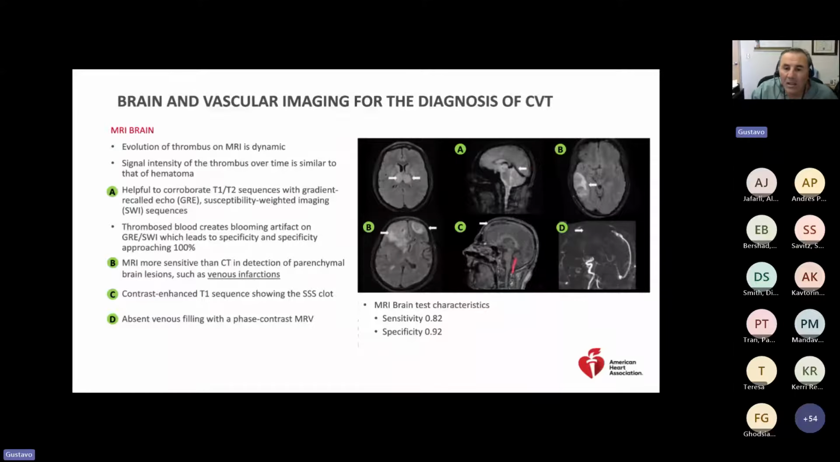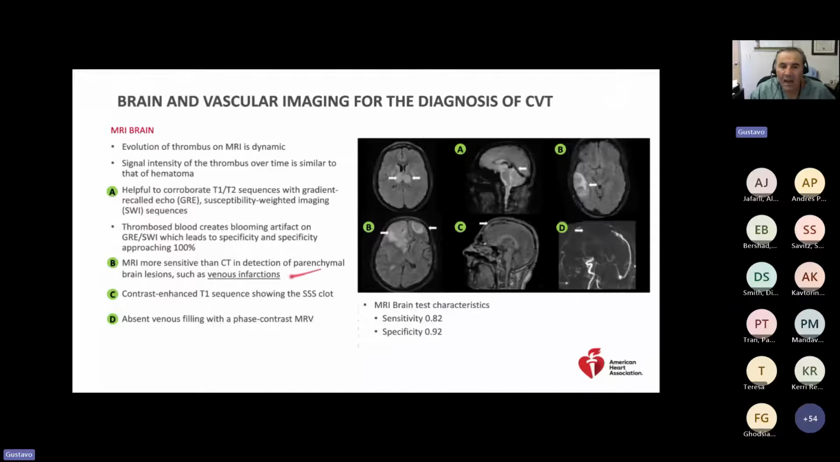Okay, so this is one of the examples that I highlighted here, a parasagittal sign, where you can appreciate the occlusion of one of the sinuses. You can appreciate bilateral thalamic infarcts, most commonly seen in children, so venous infarctions related to internal vein thrombosis, some intracerebral hemorrhages that you can also appreciate in panel B, and venous infarctions that you can see.